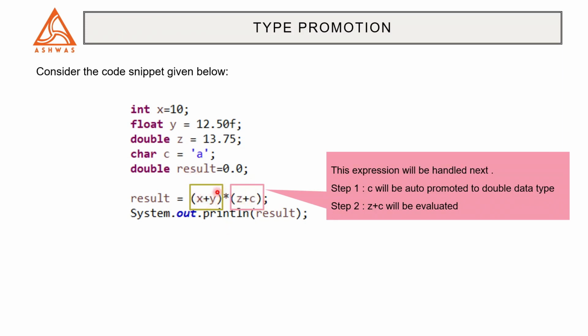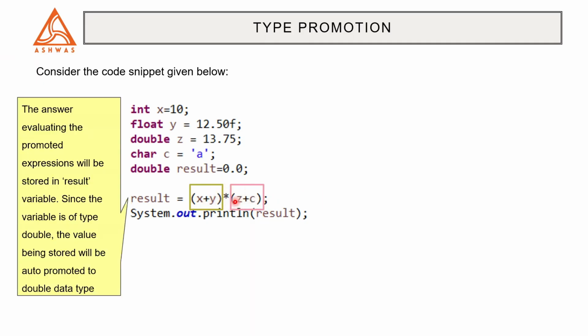Finally, we have this part evaluated, we have the other part evaluated. Both the parts will be multiplied with each other, and that is how I will get my result. Result is of the type double. So I'm going to have the double variable result getting its final value in the double format. So if you see, I have int, I have float, I have double, and I have char type of variables which were auto promoted. This is type promotion. And finally, I print the result.